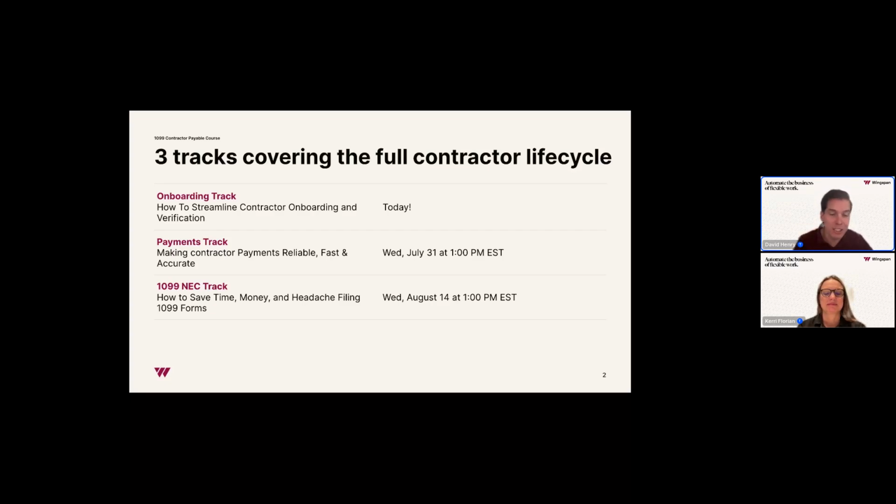The second session is all about payment. So now that they're onboarded and verified, they've done some work, you need to actually go and pay them. How do you make those contractor payments reliably, quickly, and in an accurate manner? That's going to be taking place in 2 weeks.